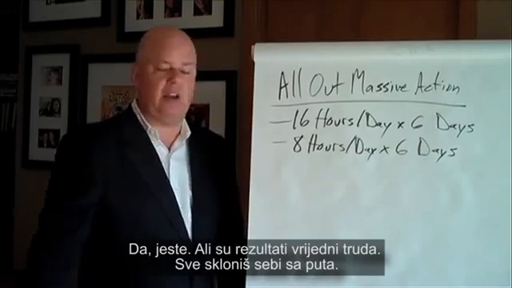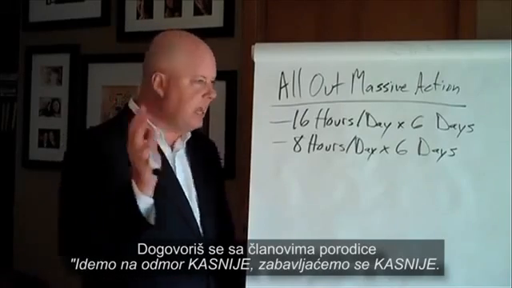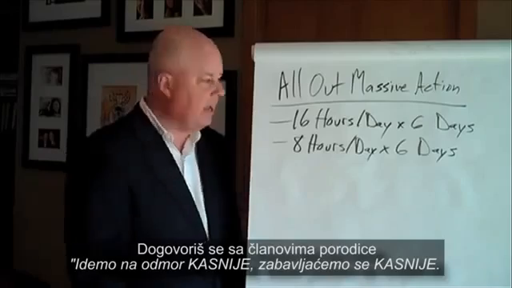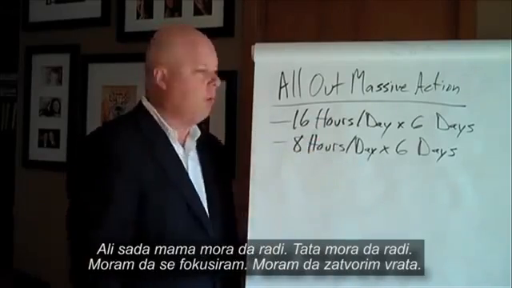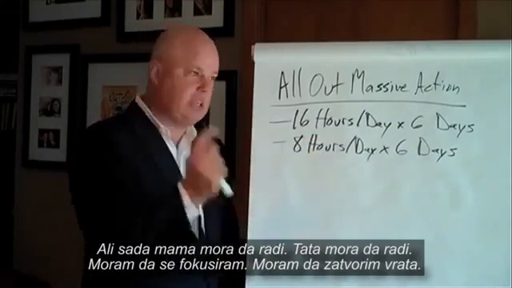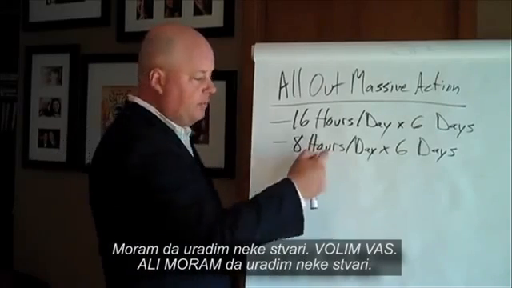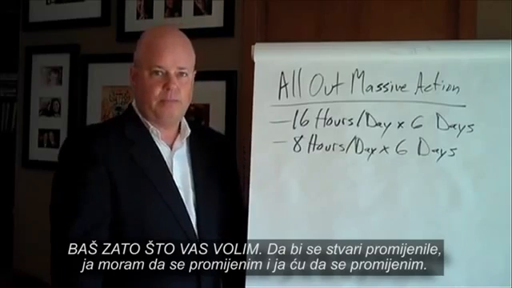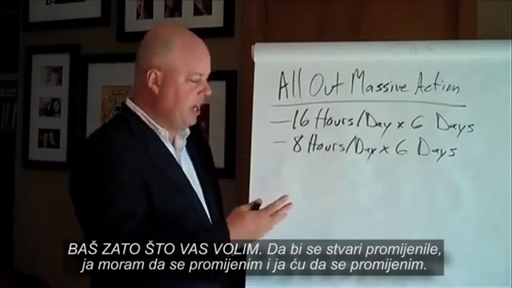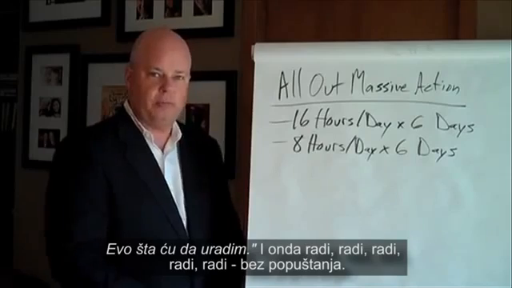You move everything out of the way. You negotiate with the family. We'll go on vacation later. We'll have fun later. But right now, Mama's got to work. Papa's got to work. I'm focused. I got to close the door and I got to do some things. I love you. But I got to do some things because I love you. For things to change, we've got to change and I'm going to change. This is what I'm going to do.